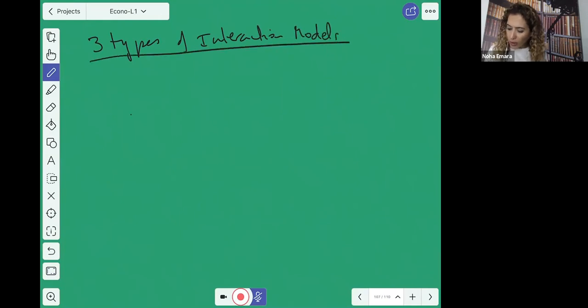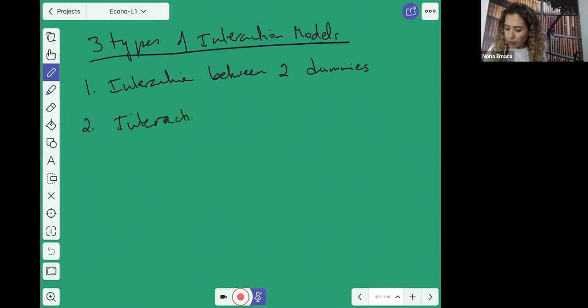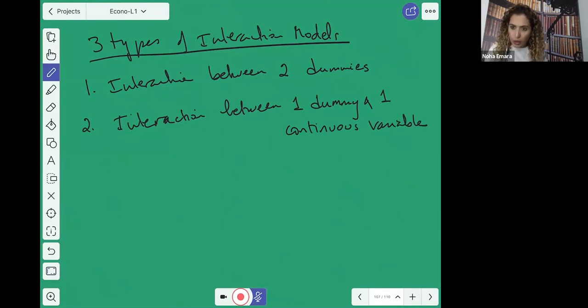All right, so first of all, I have interaction between 2 dummy variables, right? I have interaction between 1 dummy variable and 1 continuous variable. Okay, and I can have here 3 different cases.